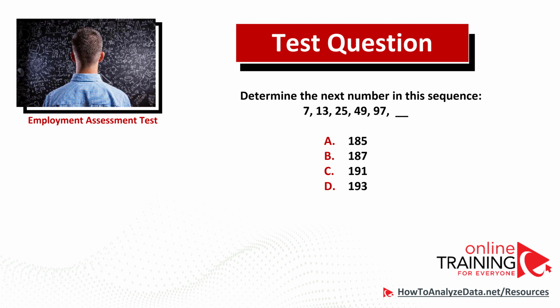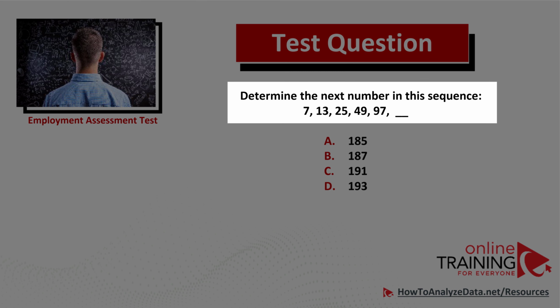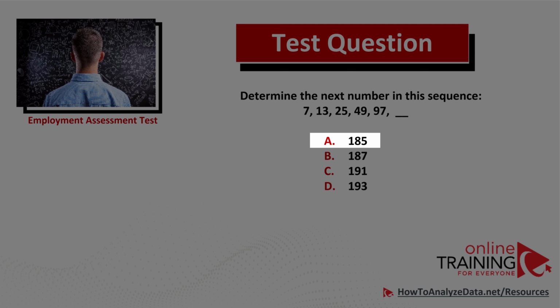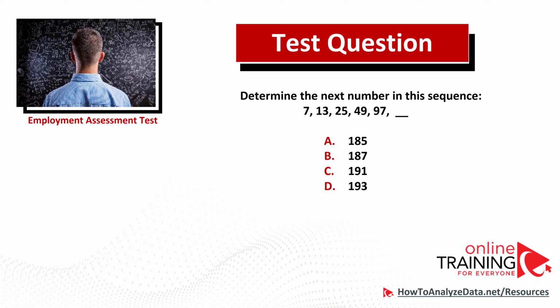And now here's the question for you to try. If you know the answer, please make sure to post it in the comments and I'll give you my feedback. Determine the next number in the sequence. You have a sequence of numbers: 7, 13, 25, 49, 97, and then the next number might be choice A, 185, choice B, 187, choice C, 191, or choice D, 193. If you know the answer, please make sure to post it in the comments. Thanks for participating.